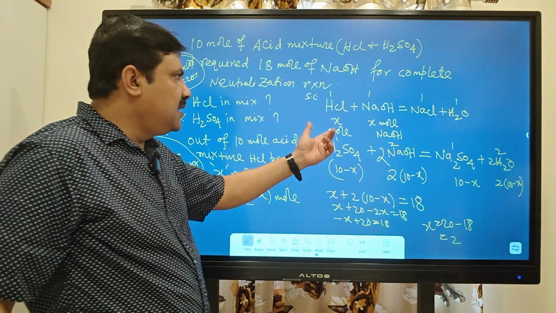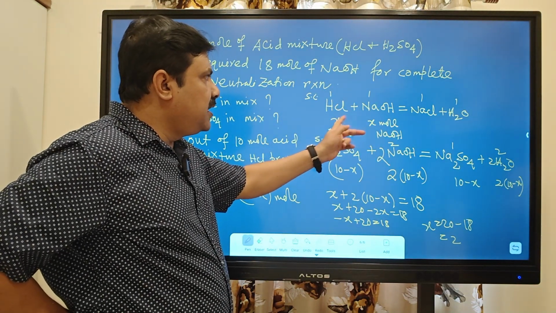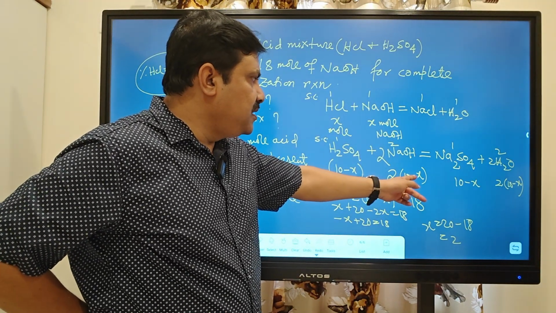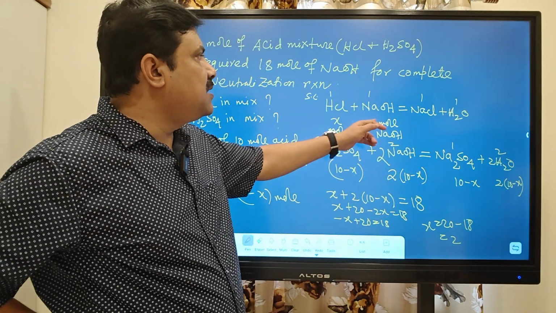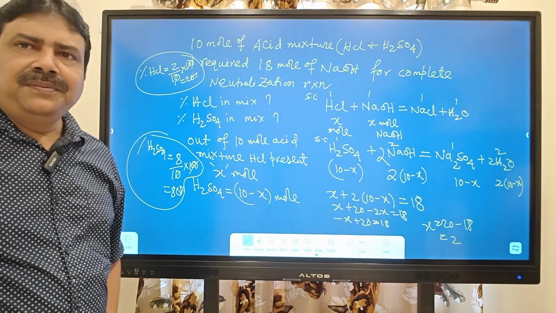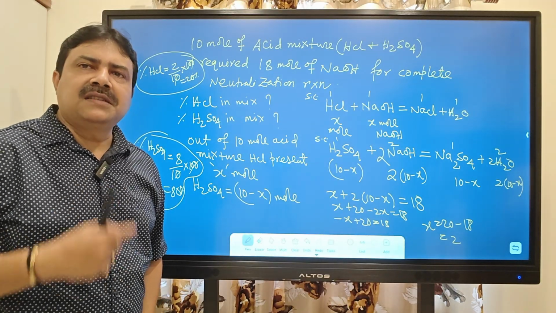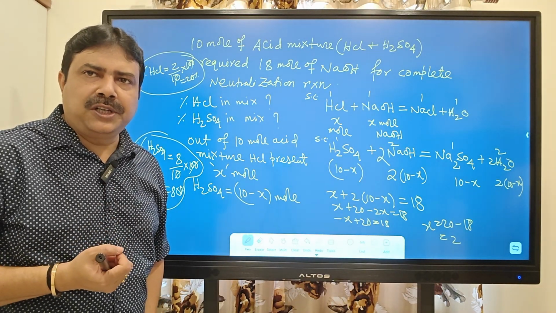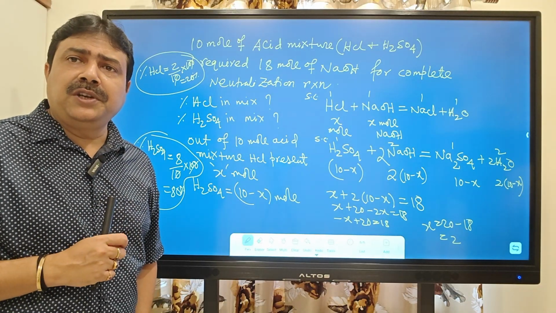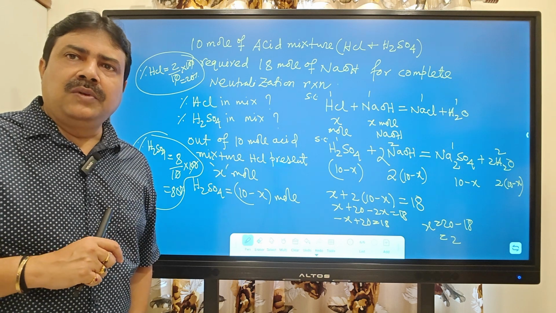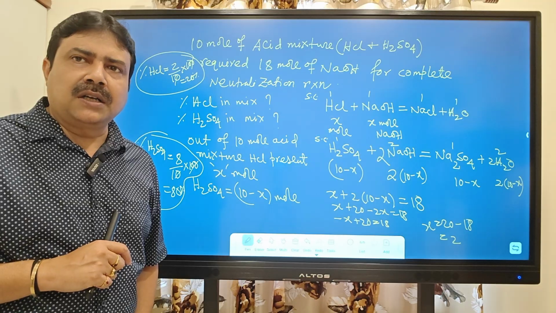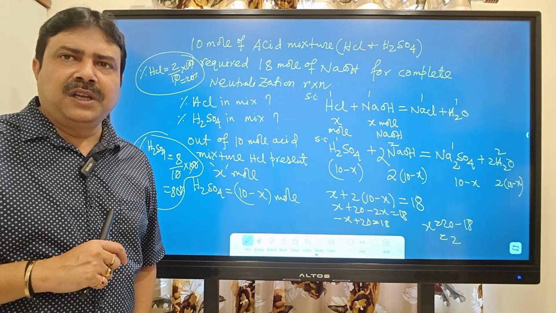That is also matching. 2 moles of HCl will react with 2 moles of NaOH, since x is 2. Then for H2SO4, 10 minus 2 means 8, and 2 into 8 means 16. 16 plus 2 is 18 moles of NaOH consumption. Is it clear, everybody? So these are the percentage composition related problems we discussed. We also discussed limiting reagent problems and percentage purity and impurity. In the next class, we will start concentration terms, which are very important. I hope it's clear to everyone.